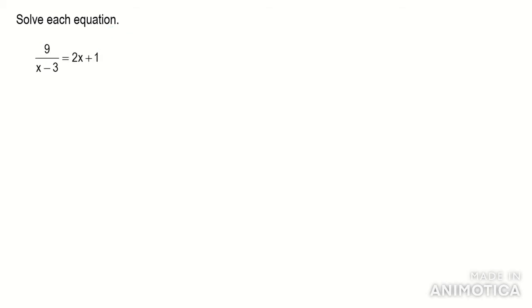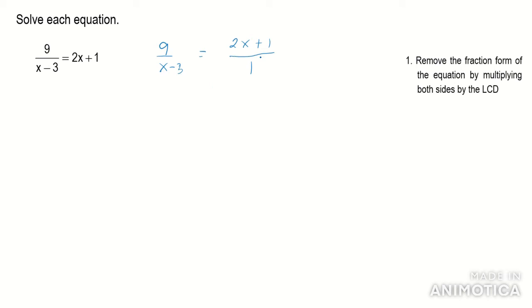Let's have another example. This example is quite easy. Now, this rational equation can be written also as 9 over x minus 3 is equal to 2x plus 1 over 1. Okay? So, I'll be showing you two ways to how to solve it. One is by multiplying both sides by the LCD. So the LCD here is x minus 3 only. Okay. So we have x minus 3.